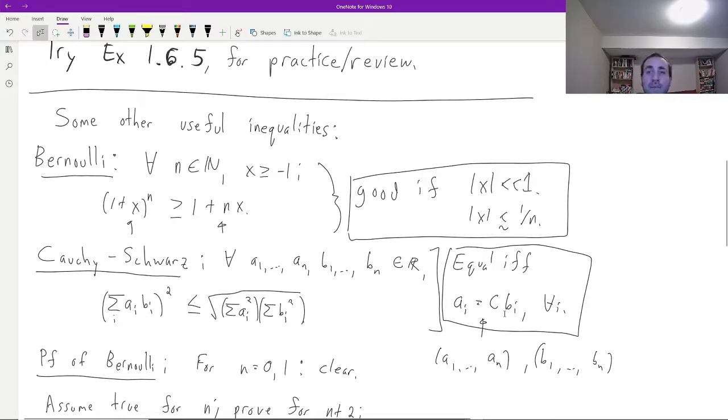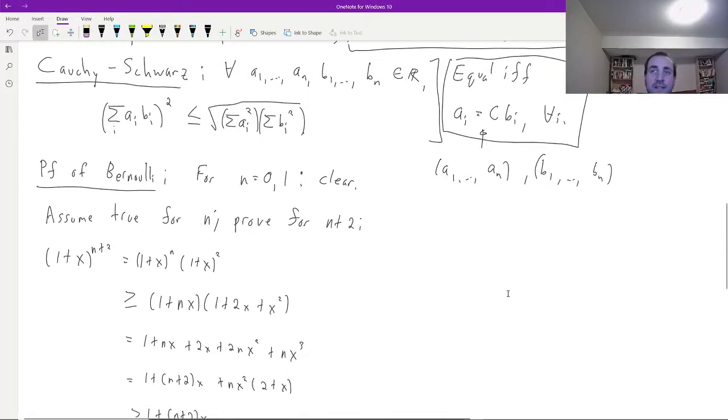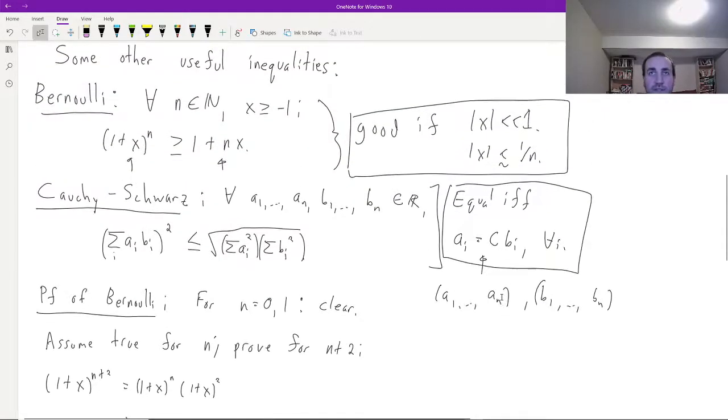All right, I'm not going to prove the Cauchy-Schwarz inequality here. Probably many of you have seen the proof, and if not, it's a little bit long for a detour, but I'll give a proof of the Bernoulli inequality because it's a nice application of the principle of induction. So how are we going to prove Bernoulli's inequality? Just as a recap, it's saying that (1 plus x) to the n is bigger than or equal to 1 plus nx. We're going to prove it by induction on n.